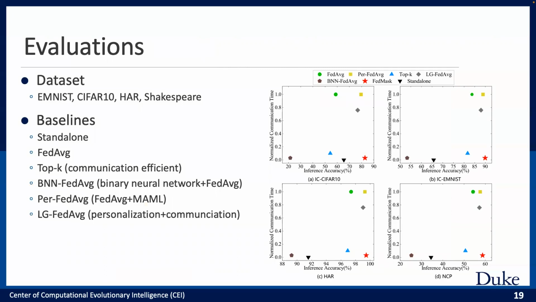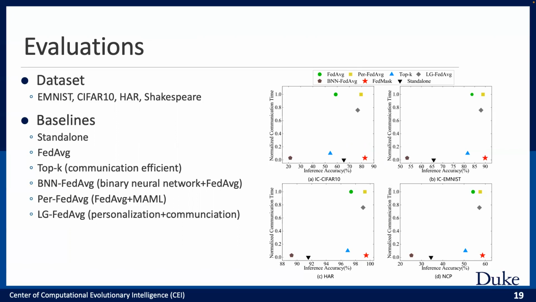Right, that's the FedMask. So this basically shows the trade-off between the accuracy and also the communication cost. You will find out for the EMNIST or CIFAR and so on, our results give us the highest inference accuracy with the lowest communication cost, and we show here.